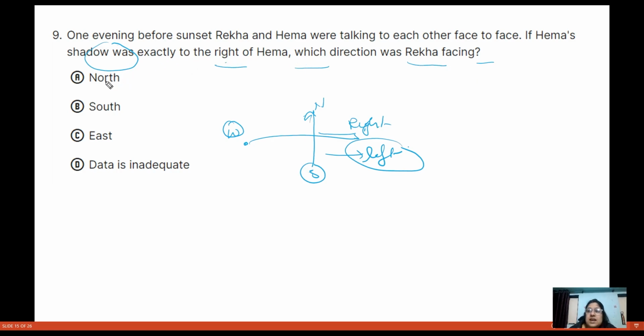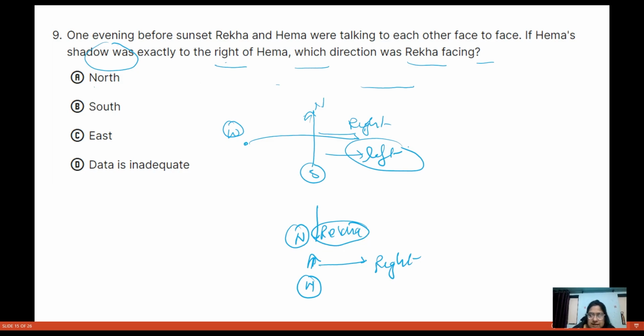If Hema's shadow was exactly to the right of Hema, which direction was Rekha facing? So Hema is having a shadow. Hema is facing towards the north. Hema is getting her shadow exactly towards her right, and Rekha is facing towards the south, so she is able to talk to Hema, face to face. So your answer will be south.